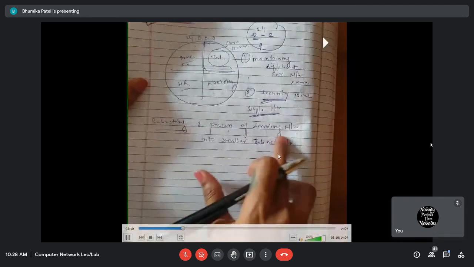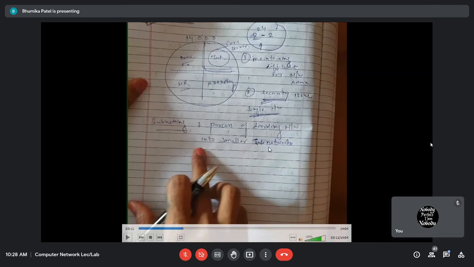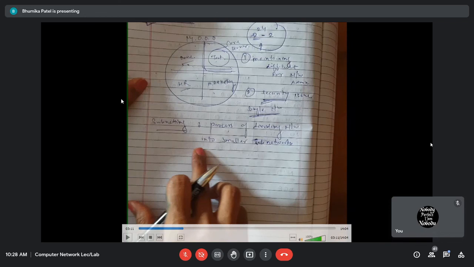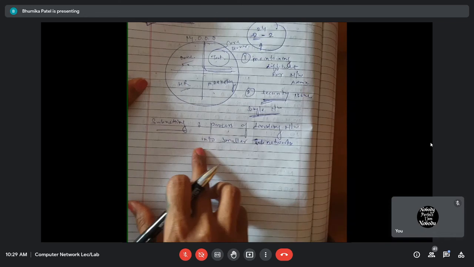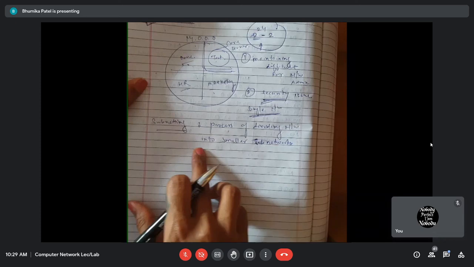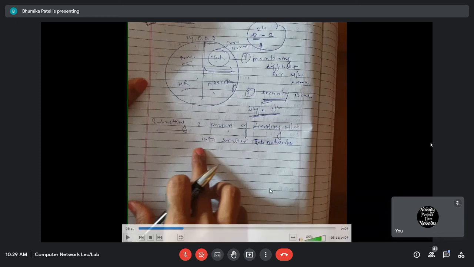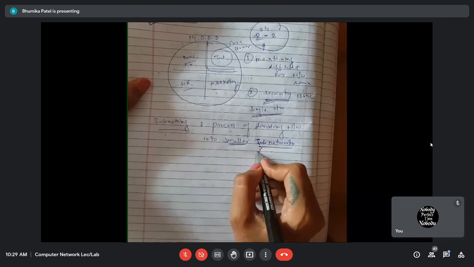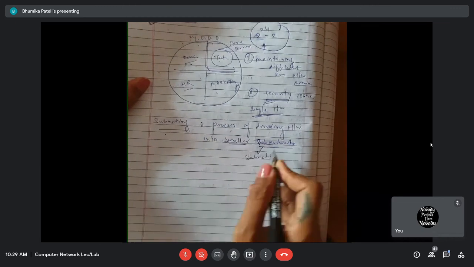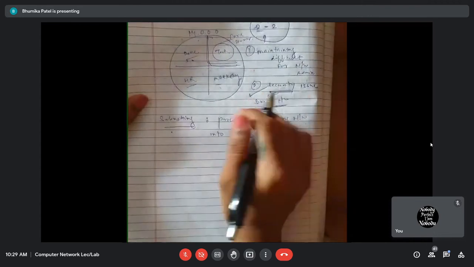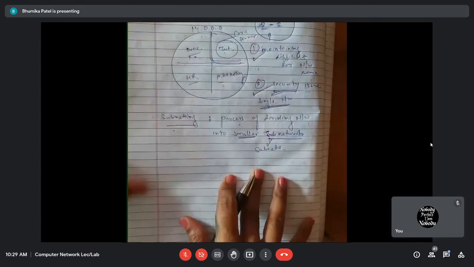So subnetworks. As the name suggests, the process of dividing the network into subnetworks is called subnetting. When we divide a network into smaller parts, what is that process called? Subnetting. And what are all the smaller networks called? Subnetworks. Sometimes these subnetworks are also known as subnets. Now these two issues are solved using subnetting.